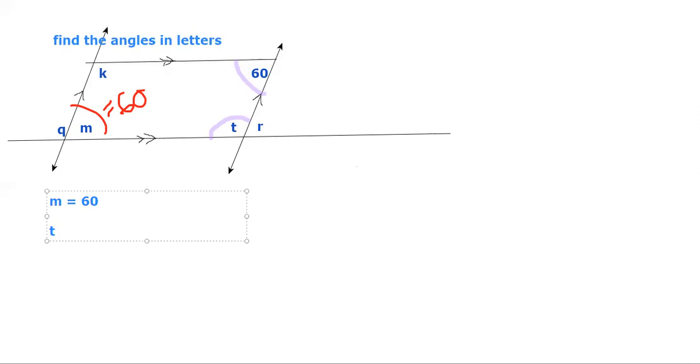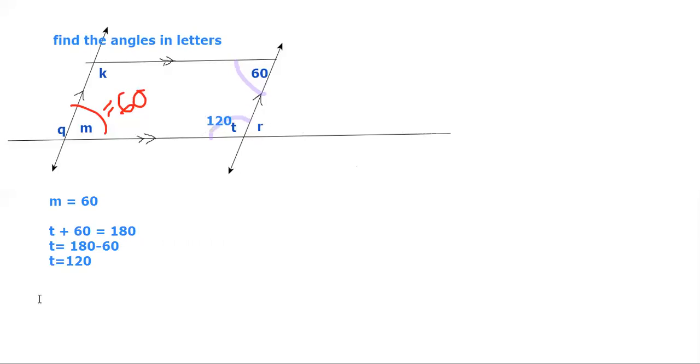Also T, will go very fast. T plus 60 is equal to 180. That means that T is equal to 180 minus 60, meaning that T equals 120. And that is it, guys. So you have your two answers. So here it is 120.